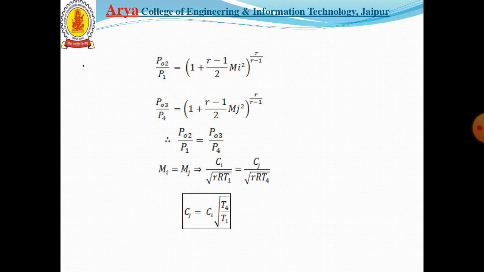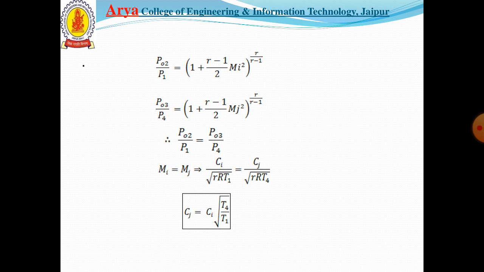From the equation we can say P02 upon P1 equals P03 upon P4. Therefore Mi equals Mj, that is, Ci upon root of gamma R T1 equals Cj upon root of gamma R T4, so Cj equals Ci into root of T4 upon T1.